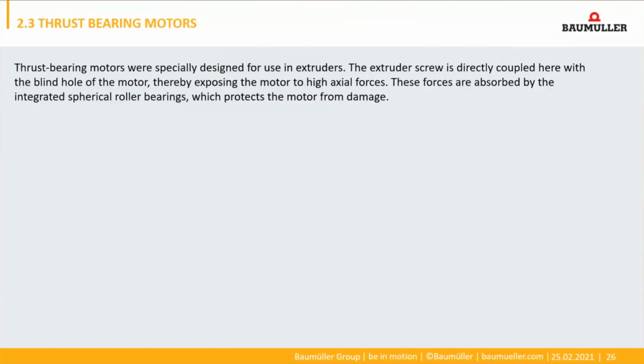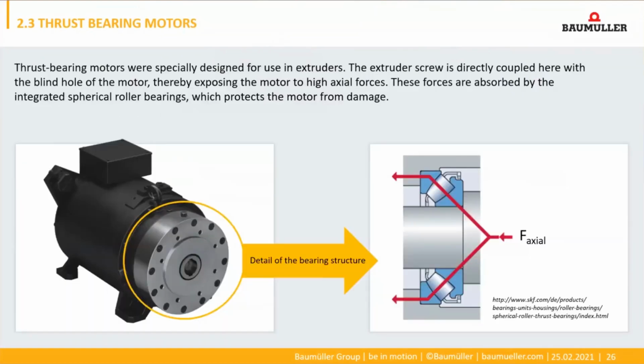I can show you the details here. You can see the motor looks a little bit different from the other ones because there is a very, very big bearing in the drive end to handle the axial forces of the screw. Here you can see the bearing in detail. The axial forces act axially, of course, and are transmitted over the bearing to the motor.